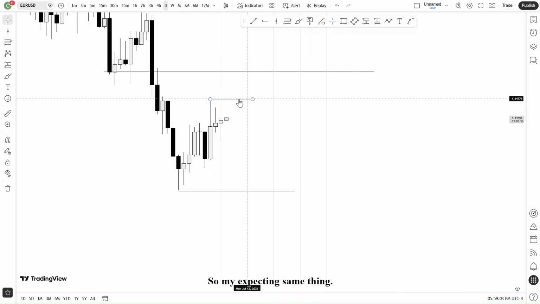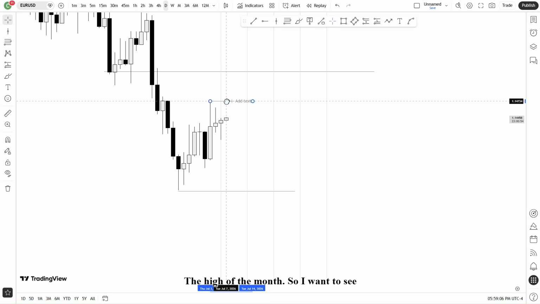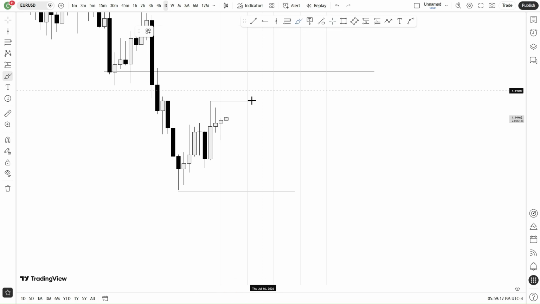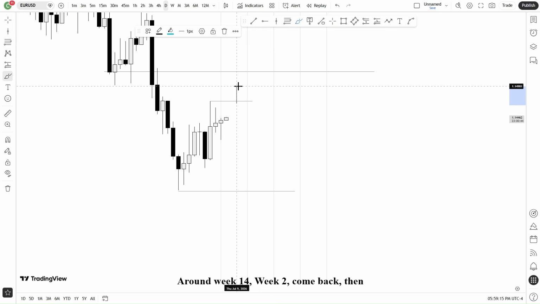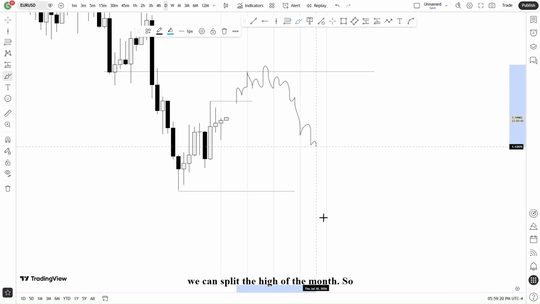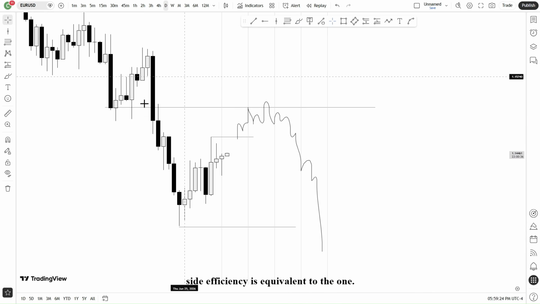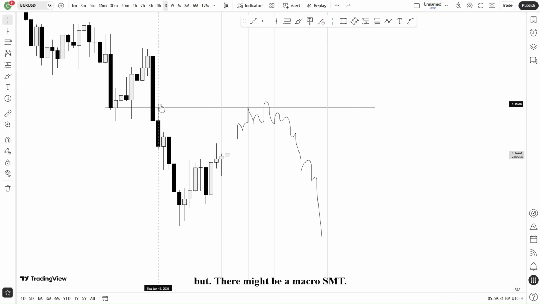So I'm expecting the same thing, the high of the month. I want to see a range being formed around week one for week two to come back. Then we can expect the high of the month. So this daily buy side efficiency is equivalent to the one on the dollar. This is the XY, but there might be a macro SMT there.